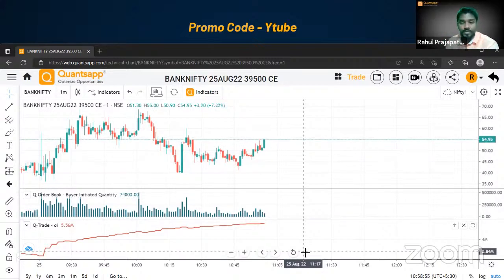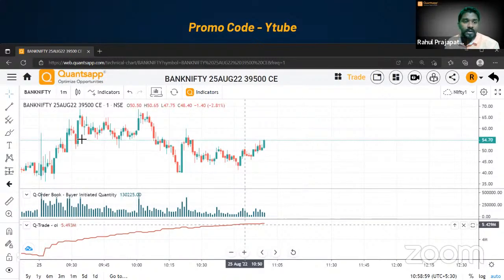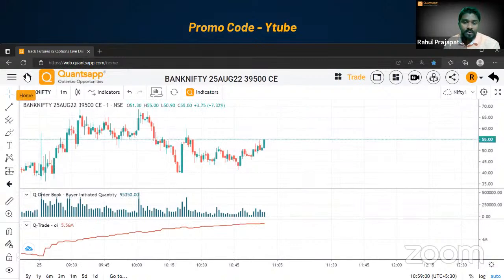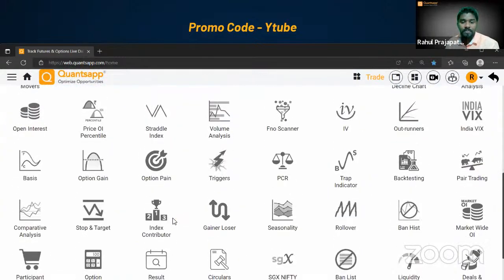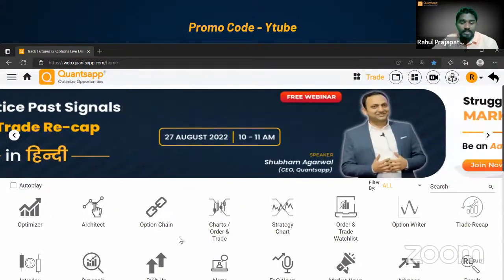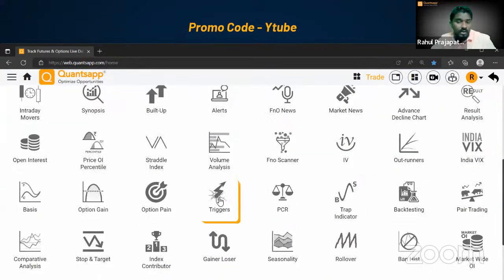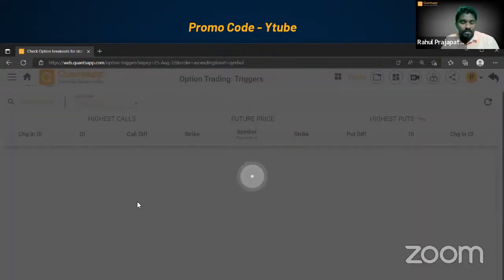So this is the trading setup. You can simply go and check a lot of other stocks also. Use the triggers. Triggers will help you identify any stock which is trading near the highest call option. That might give you a good move.